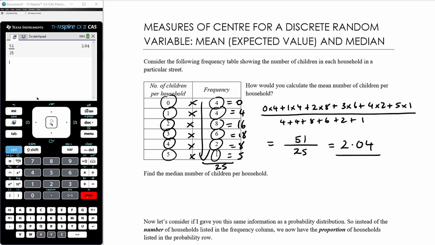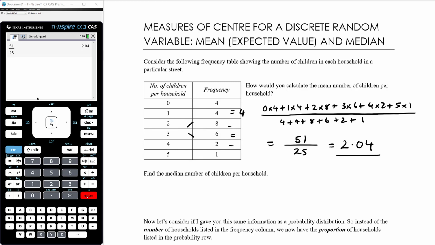Now if we wanted to find the median number of children per household, let's get rid of all that so we can see our data a bit more clearly again. The median number is the middle number. So if we were to list out this data in order from smallest to largest, the median would be the middle value. Thinking about what that list of data would look like, there are 4 households with 0 children. So as we were going down the street and writing on our clipboard, we would have had 0, 0, 0, 0 written 4 times.